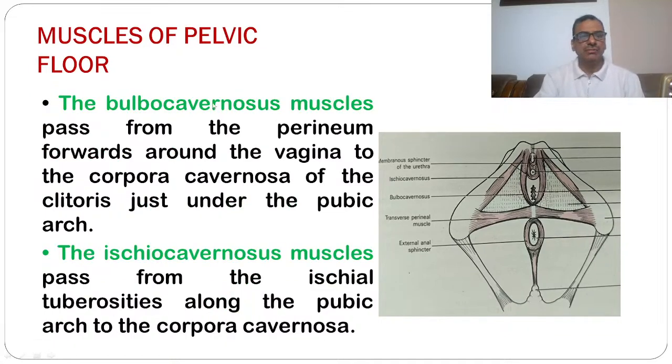Then bulbo-cavernous muscle. This passes from the perineum to the corpora cavernosa of the clitoris just under the pubic arch. Then ischio-cavernous muscle. They pass from the ischial tuberosities along with the pubic arch to the corpora cavernosa.